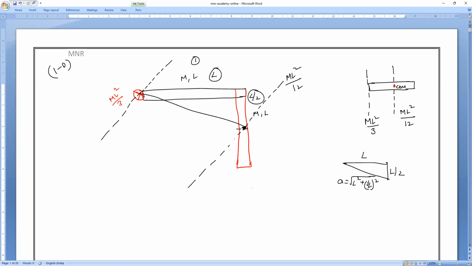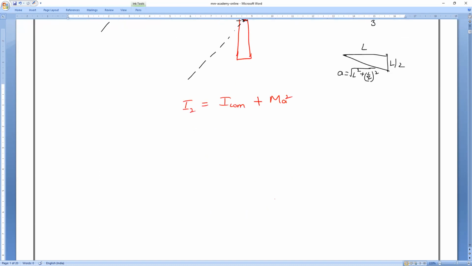So we have found I1. Now we want I2, which is the axis not passing through the center of mass. Apply the parallel axis theorem. What is the formula? Moment of inertia about the center of mass plus MA square. Am I right or not, guys? Please respond. The options I have given: Option A, 5 by 3 ML square. Option B, 3 by 5 ML square. Option C, 2 by 5 ML square. Option D, 5 by 2 ML square.